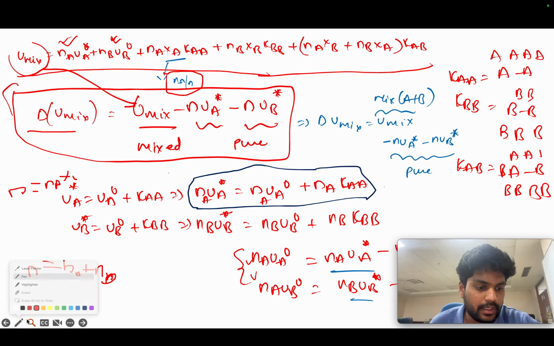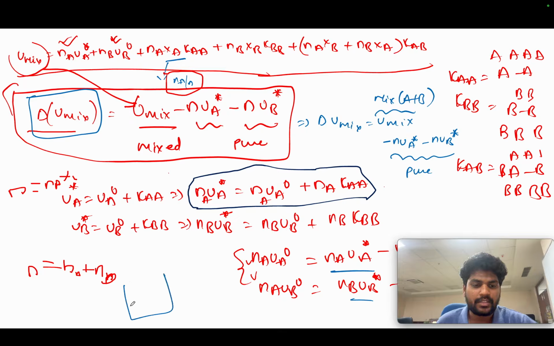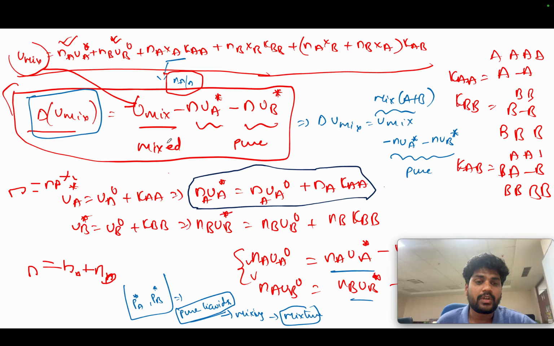So I like the new color. These are the notes which I made. Now we are focusing on delta U mix. What do you mean by delta U mix? Suppose I have the system, and initially we have the pure liquids. After mixing these pure liquids, we get the mixture, and we need to see the difference between this mixture and the pure liquid. That's what we are going to figure out, the U mix minus the pure.